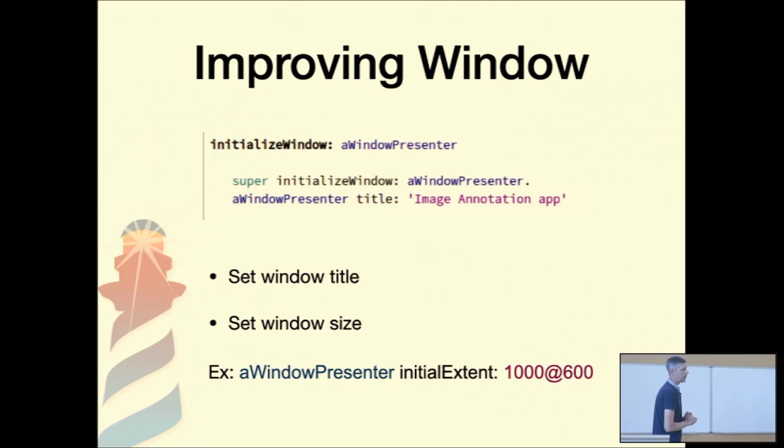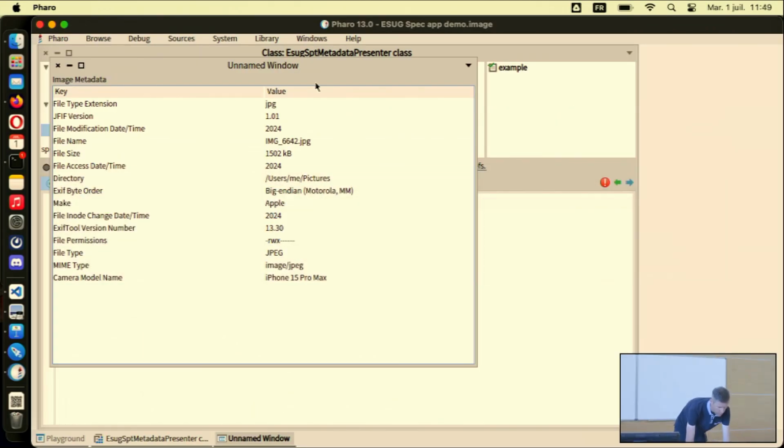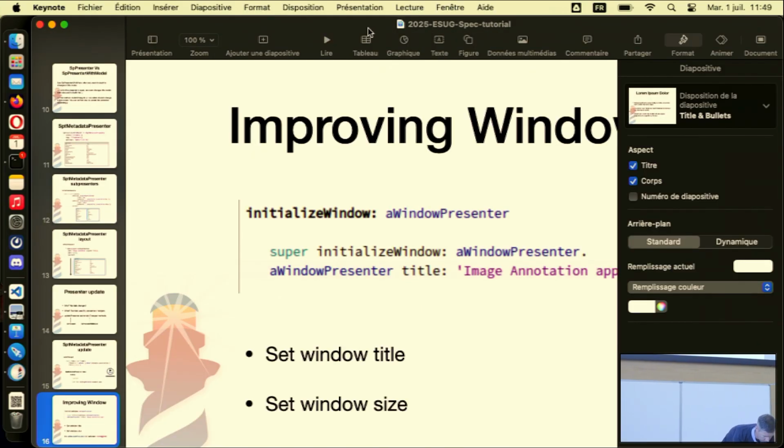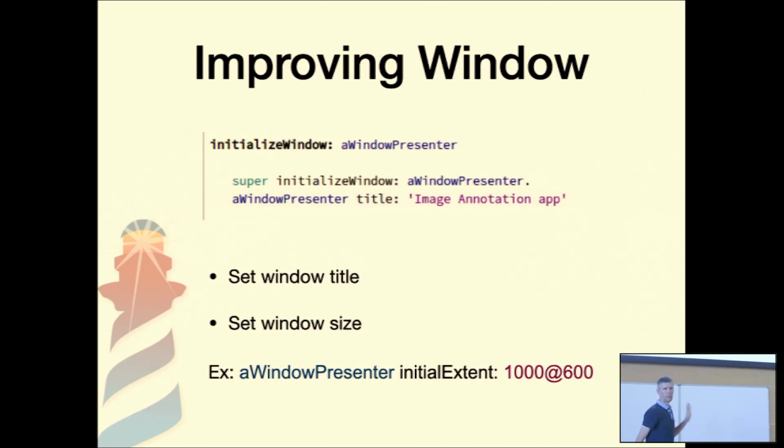Okay. We can improve a bit the thing, because if you look there, the open presenter is open in a window and it does not have a good title. So how to do that? On my presenter, I can define a method initialize window. It will give you the window presenter as parameter. On this window presenter, you can set the title, define the size of the window, etc.